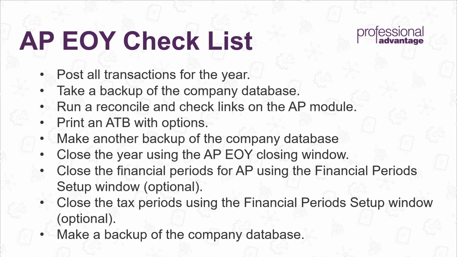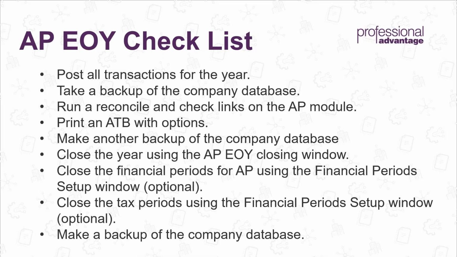Once we close the AP year-end process, it is optional for you to do now, or also go into the financial period setup window to close the purchasing module, which is just simply putting a tick there under the purchasing module. Again, tax period closing is optional if you wish to do so. And then after that, we do another backup. So a very similar process to how we do the AR module end of the year.